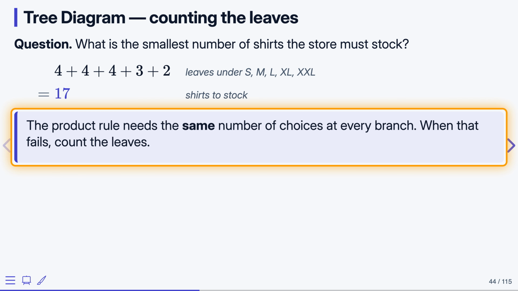Keep the lesson from this one. The product rule needs the same number of choices at every branch. Here the number of colors changes, so the product rule does not apply. Drawing the tree and counting the leaves always works.